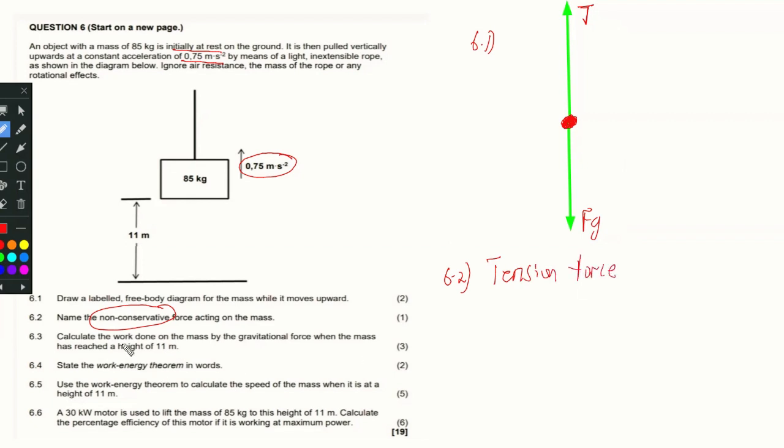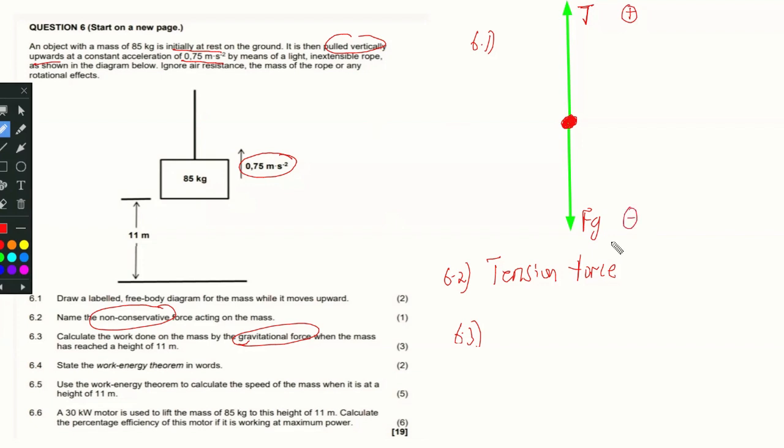Right. And then now they say calculate the work done on the mass by the gravitational force when the mass has reached a height of 11 meters. Now note this, for 6.3, you will note that the object is going upward as indicated by the arrow. And then even here, they said it's pulled vertically upwards. So this is the positive direction. This is the negative direction.